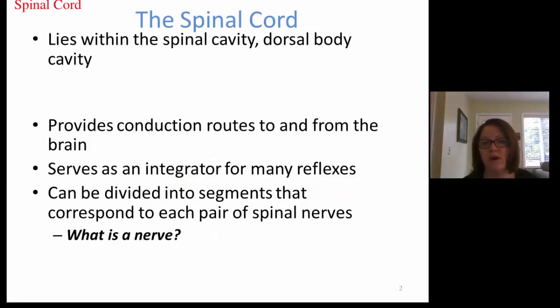So the spinal cord lies within the spinal cavity, which is in our dorsal body cavity. Also in the dorsal body cavity, you are going to find the brain, but the brain is located in the cranial cavity of the dorsal body cavity.